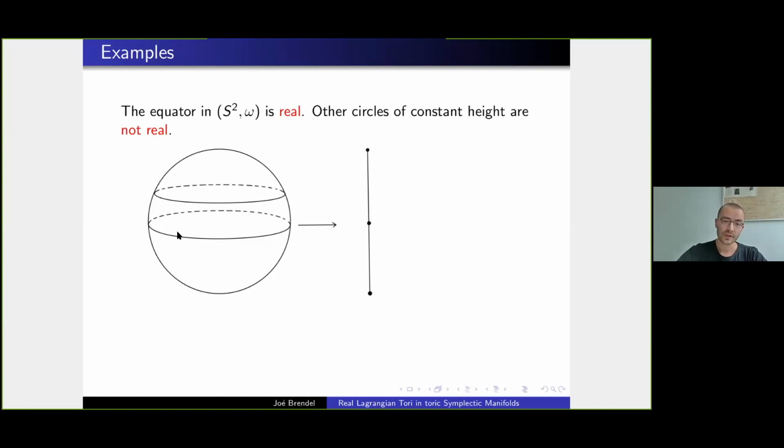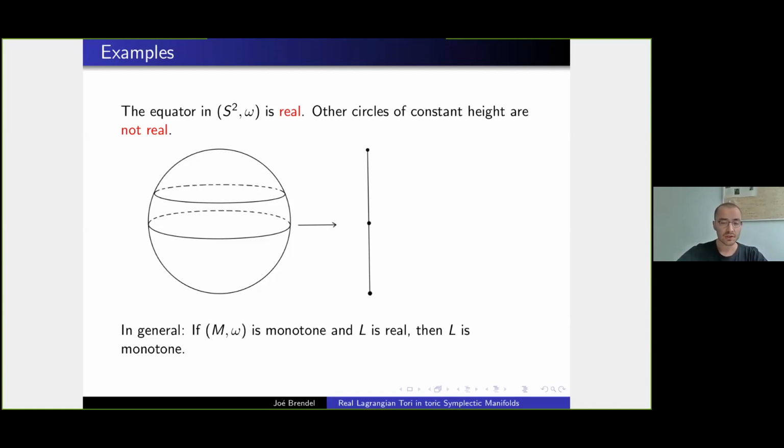The other ones cannot be real because you have a problem with areas, right? If I take, for example, the upper circle here, I would have to map the upper disk to the lower one, but they have different areas, so this doesn't work out. Which is already quite interesting because smoothly it works. So smoothly you could of course do this, but once you have the anti-symplectic condition, then this breaks down.